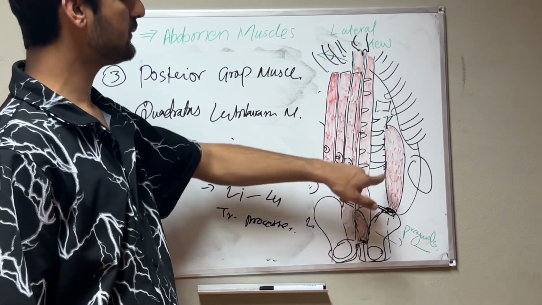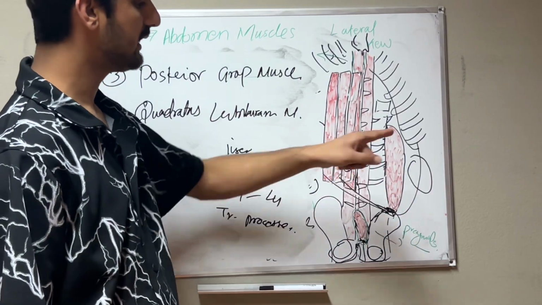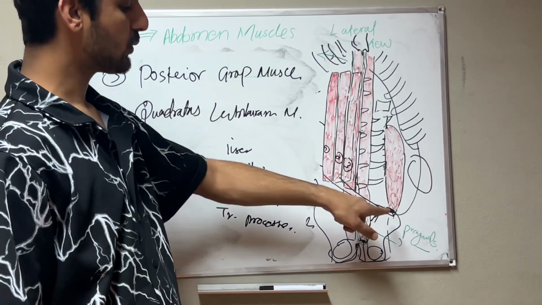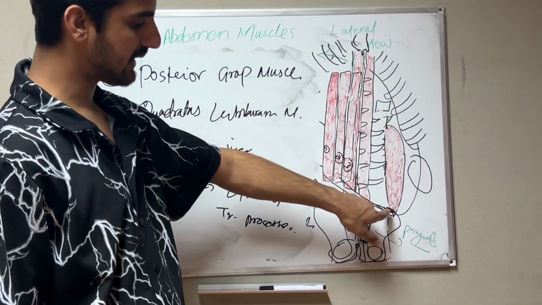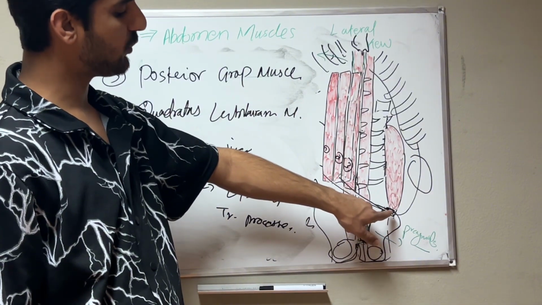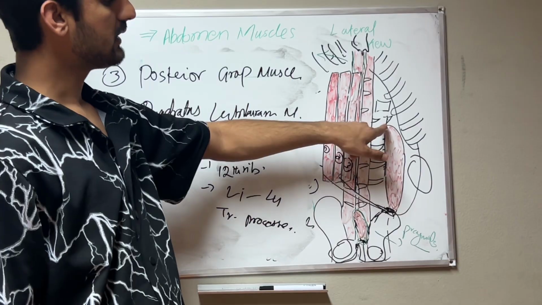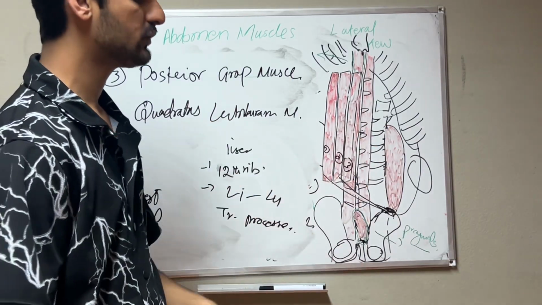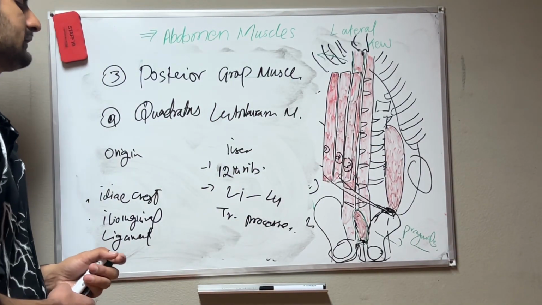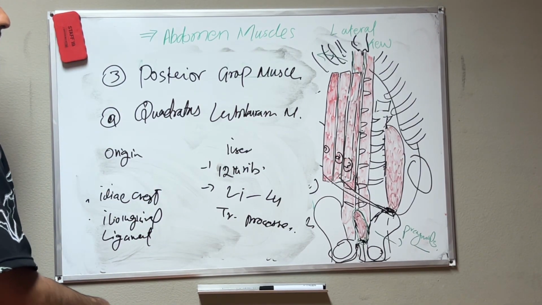Then the last group is the posterior group, which has only one muscle, the quadratus lumborum. It originates from the iliac crest, located on top of the ilium bone, and the inguinal ligaments, and inserts into the 12th rib and the L1 to L4 lumbar transverse processes. Okay, these are the abdominal muscles. Thank you.